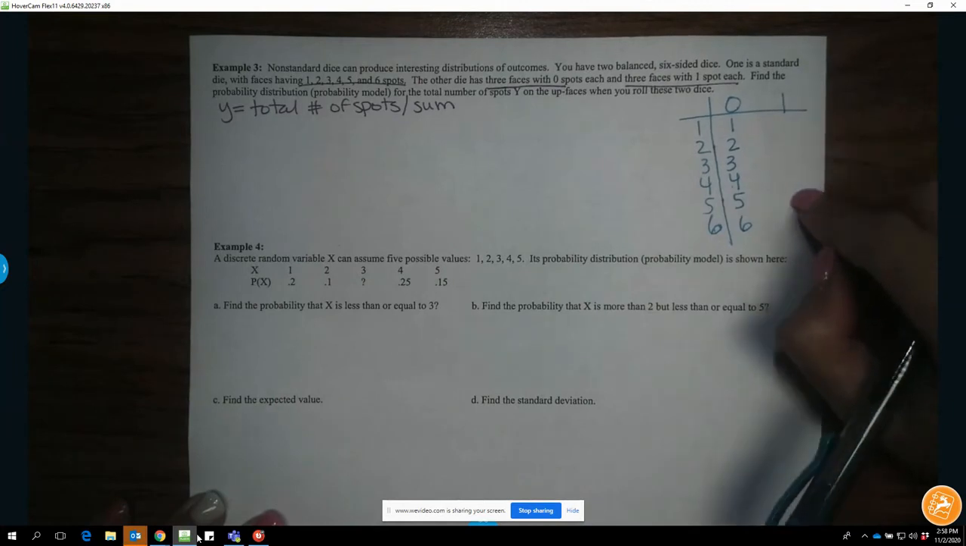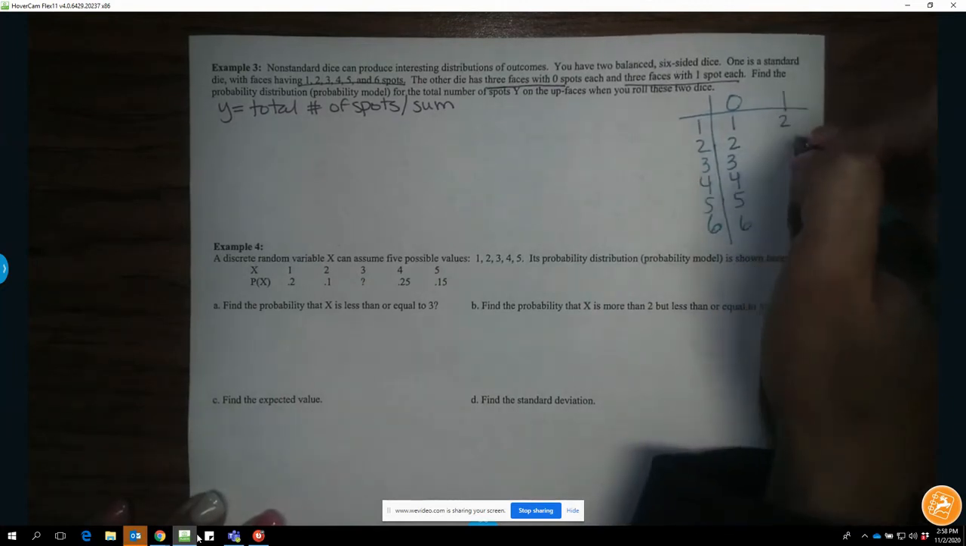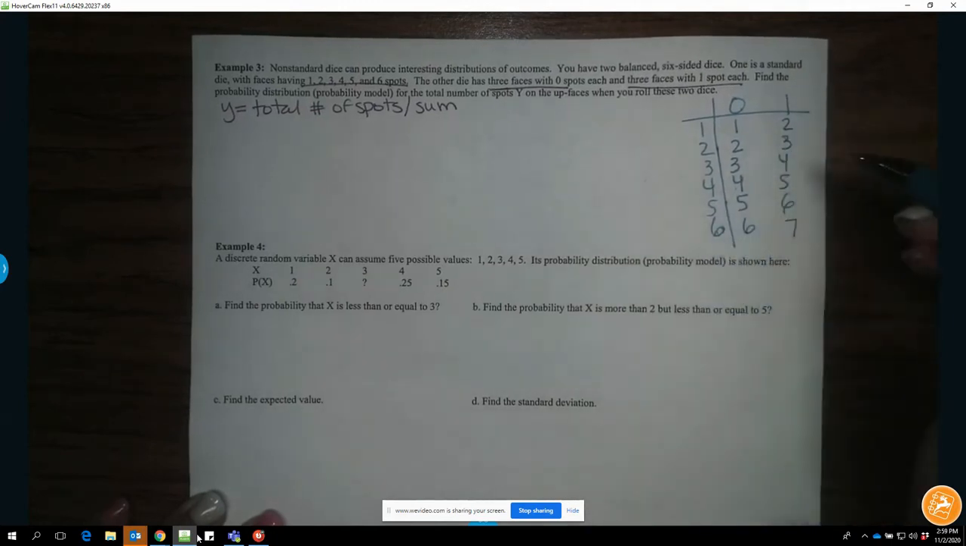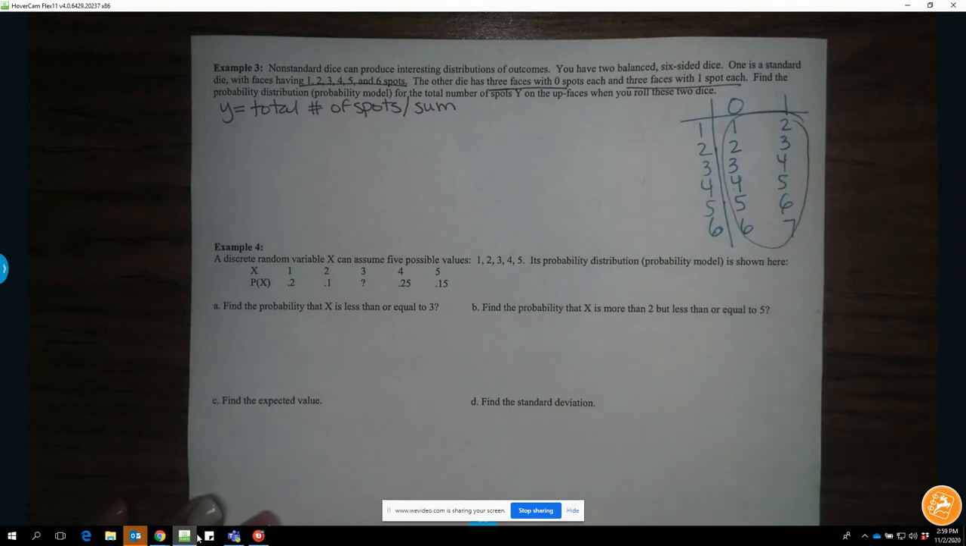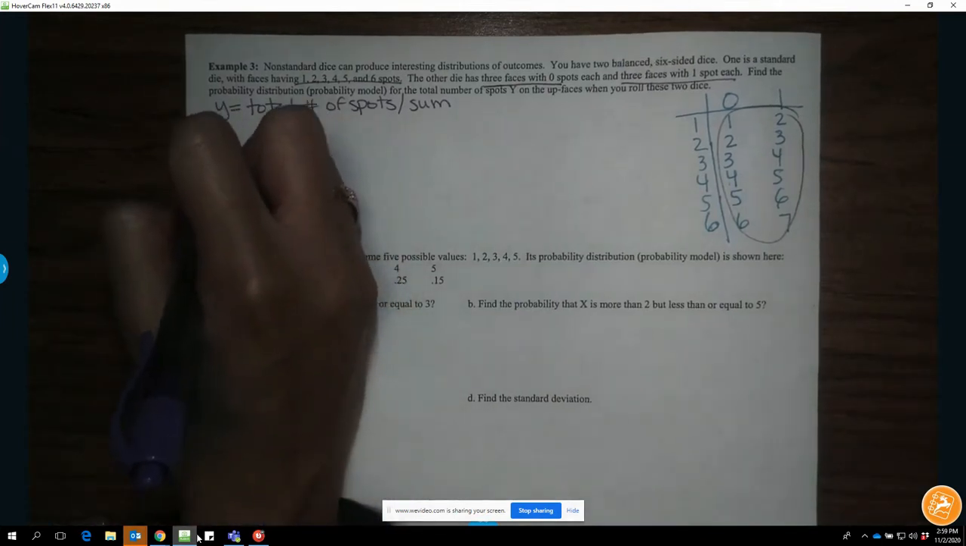And then the other sums over here, if you rolled the 1 with any of those, it would just be 1 plus 1 is 2, 3, 4, 5, 6, 7. So these are my possible sums right here. And it looks like the possible sums go from 1 through 7. So that's what I'm going to list for my y value here.